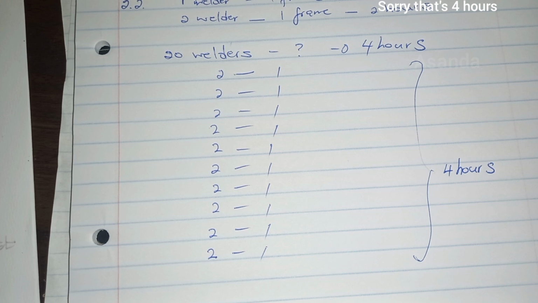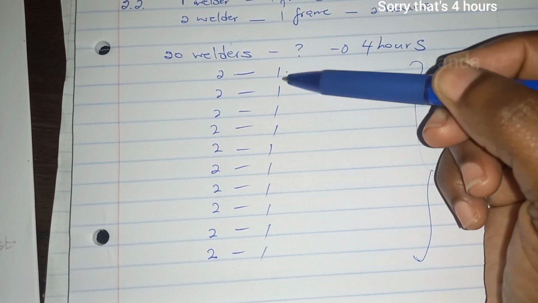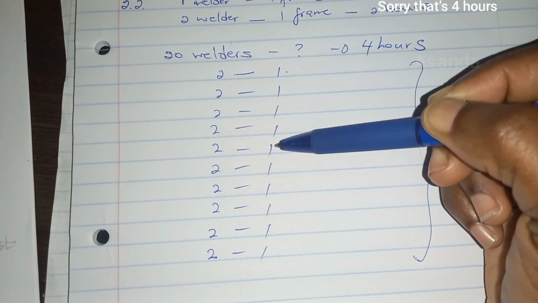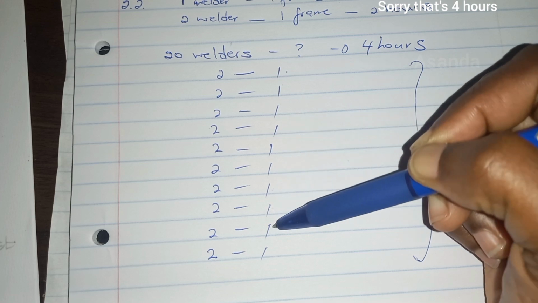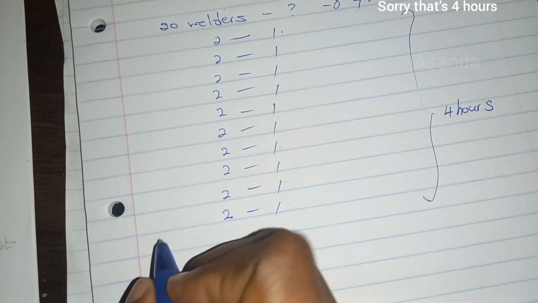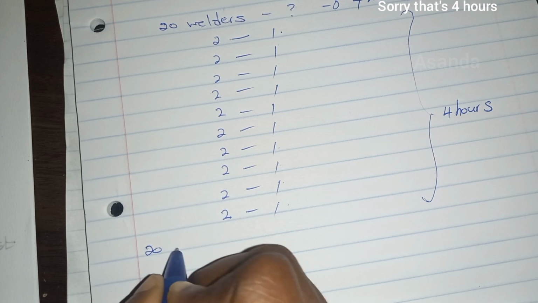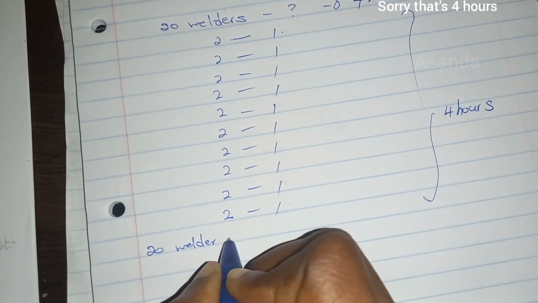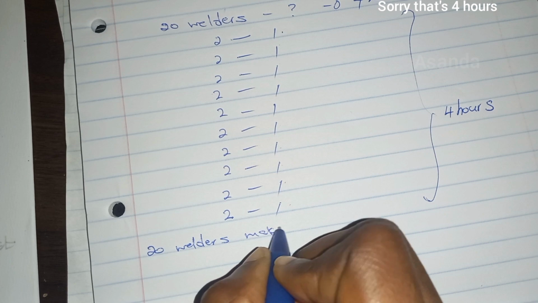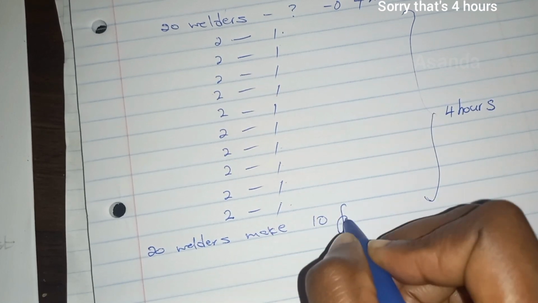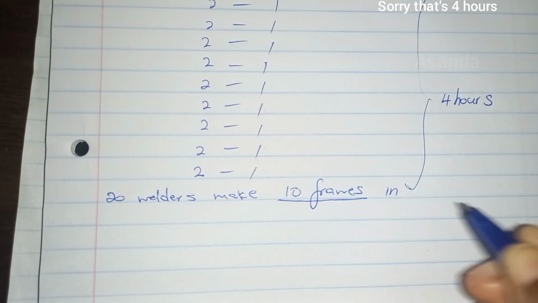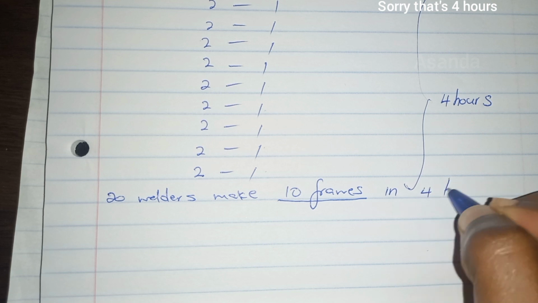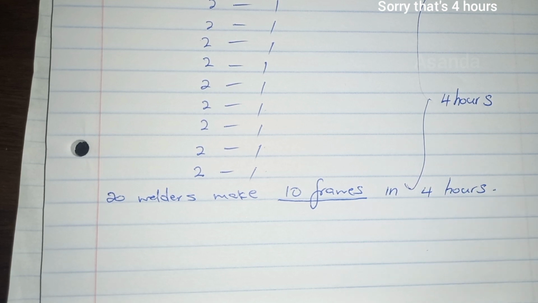Then I have 1, 2, 3, 4, 5, 6, 7, 8, 9, 10. Then the answer is 20 welders make 10 frames in 4 hours. There. Done.